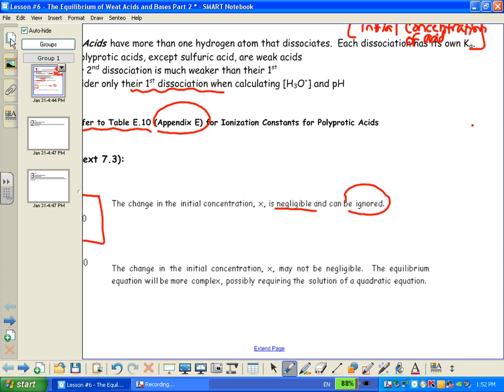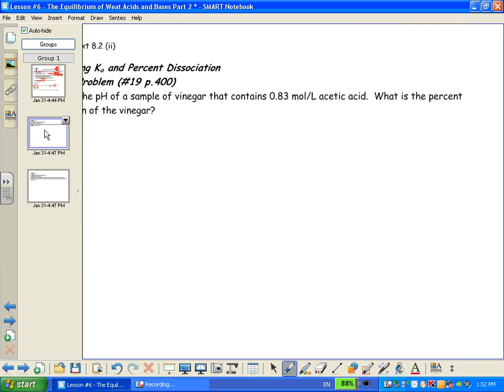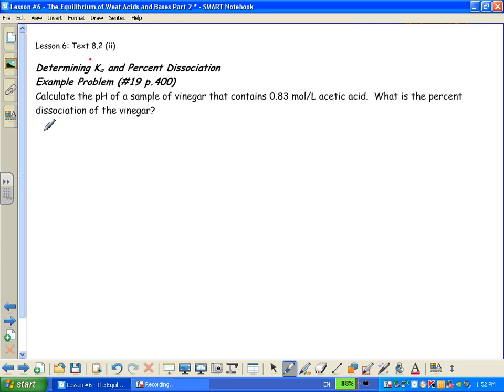Okay, so let's do a question together. So we'll start off with the first one here. This is on page 400. It's question number 19. Calculate the pH of a sample of vinegar that contains 0.83 moles per liter of acetic acid. What is the percent dissociation of the vinegar?